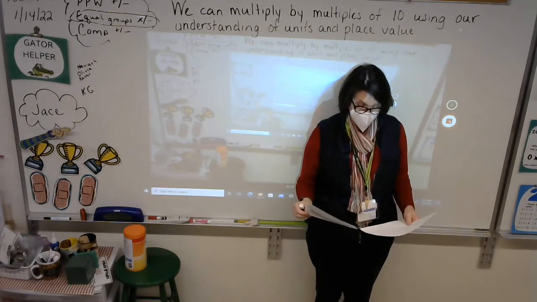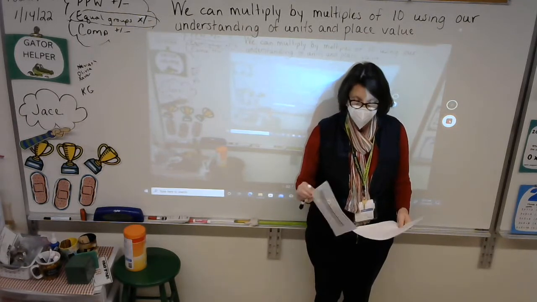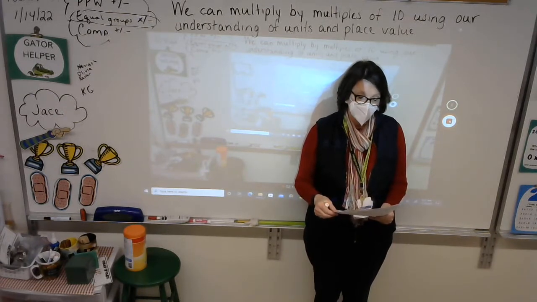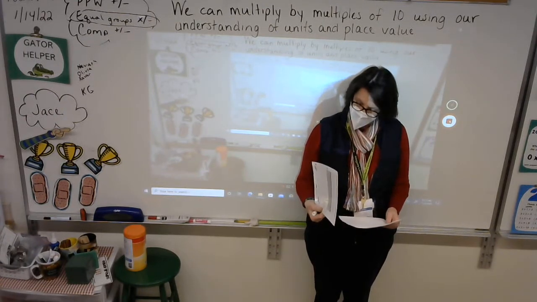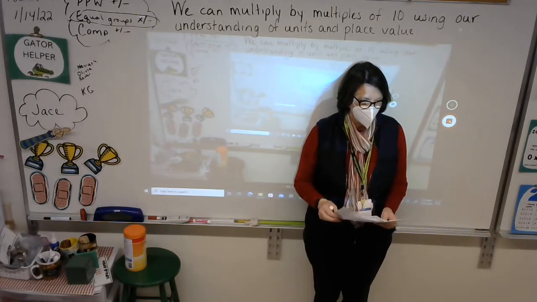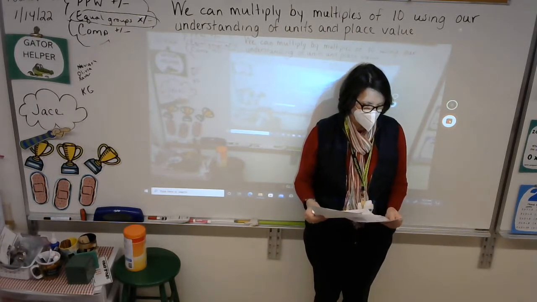90. 10 times 9 equals 90. 70. 10 times 7 equals 70. And 50. 10 times 5 equals 50. Okay, very good. We're all having a hard time waking up this morning, including me.